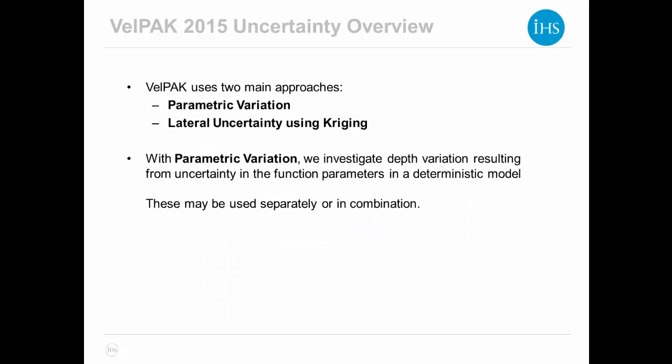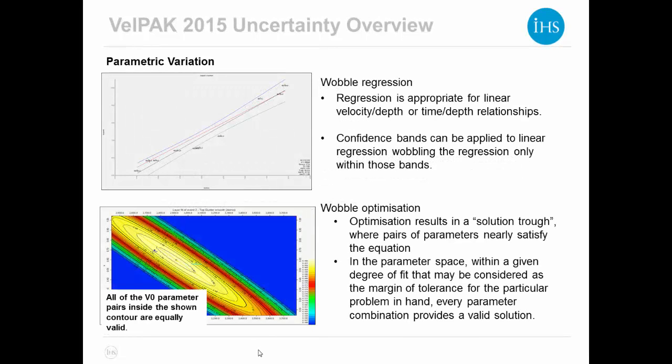VelPAK uses two main approaches to developing the uncertainty data for use in the analysis module, which can either be used separately or in combination. Firstly, there's parametric variation, investigating depth variation resulting from changing the function parameters in a deterministic model. And secondly, there's lateral uncertainty using kriging. We'll look at lateral uncertainty using kriging in a moment, but here, moving to the next slide, we see two example animations of parametric variation, one a wobbled regression display and the second one a wobbled optimization.